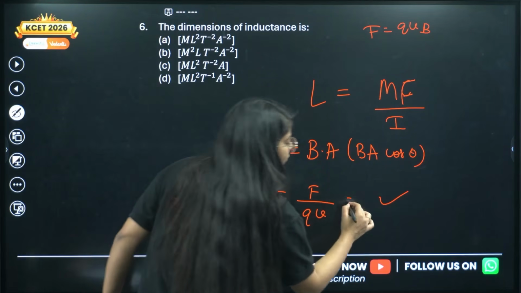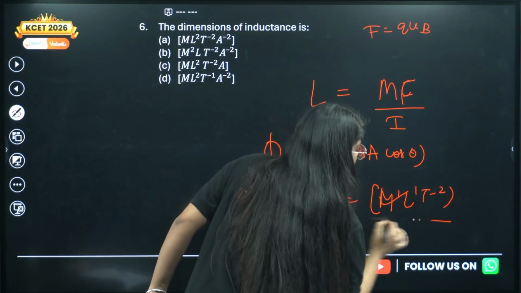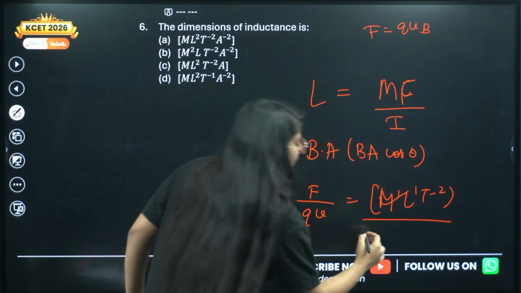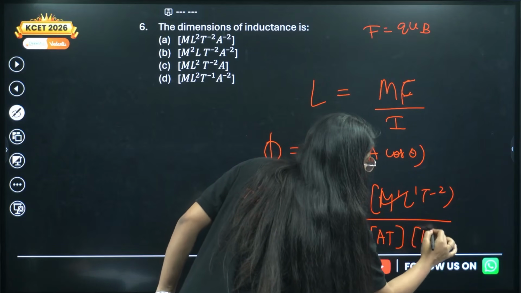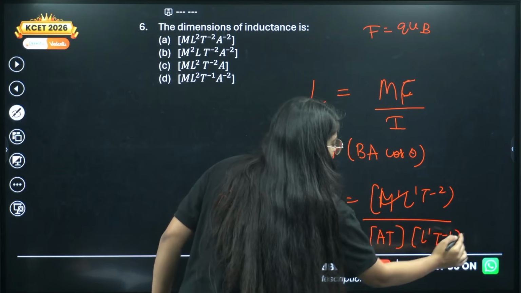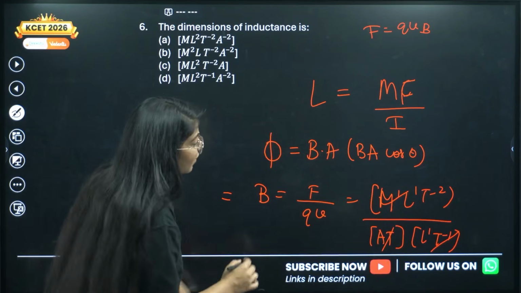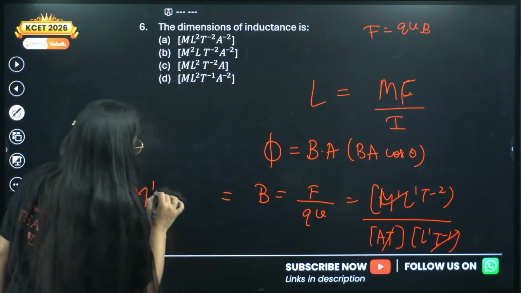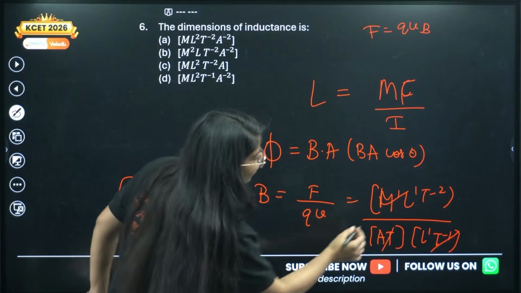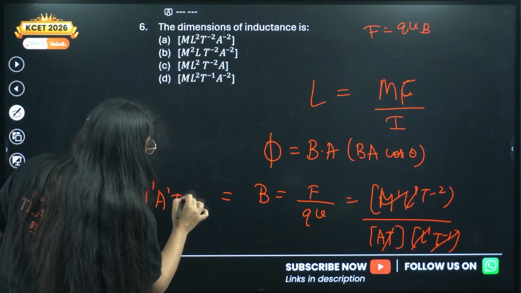If you want to do that, this will be M1 L1 T minus 2. For charge, it is current into time, that is ampere into time, and for velocity it is L1 T minus 1. So this cancels, and the dimensions of magnetic field we will get is M1, here M1 L1 also cancels out, and we'll get A minus 1 T minus 2.